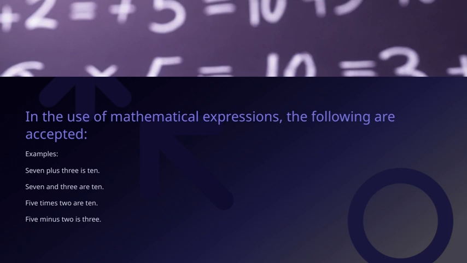Next, if we multiply 5 by 2, we get 10. Multiplication is a quick way to add the same number several times. So 5 times 2 is the same as saying 5 plus 5, which equals 10.